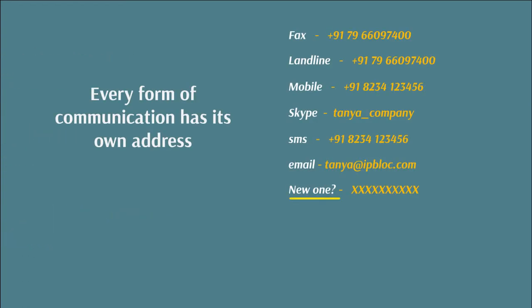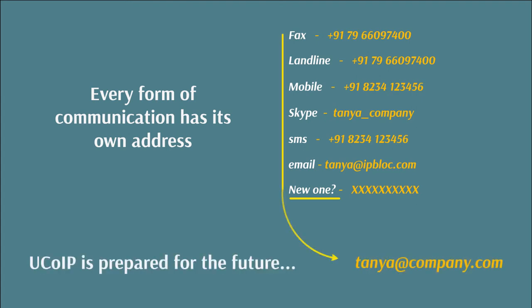Every form of communication has its own address. And if another one appears, it will have its own as well. The UCOIP system will always integrate other communication forms with the single address.